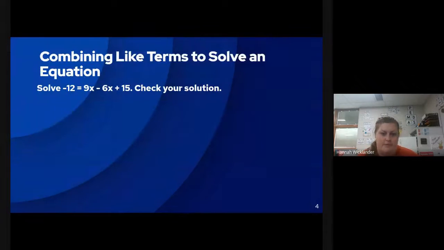Next problem. Combining like terms to solve an equation. So this is also a two-step equation, but first we have two x's to combine. So try and solve this on your own. And if you don't know how to do it, don't worry. I'll show an example, but I'm going to give you guys a minute to try and do it by yourself.